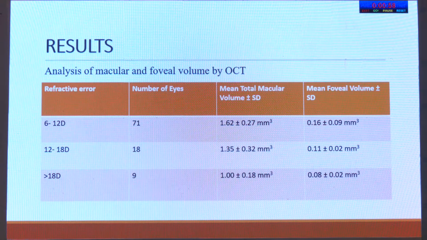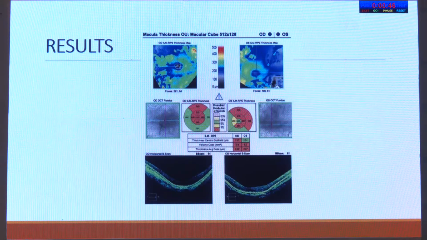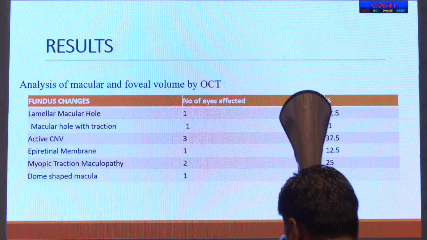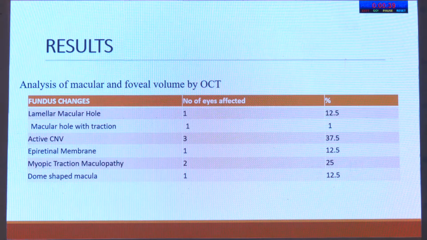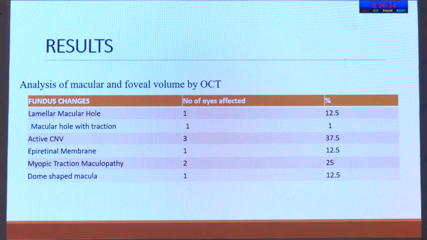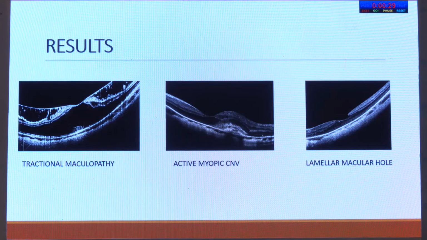Then again the foveal volume and the analysis of macula. Here we can also see the decrease in the macular total volume as the refractive error increases from 6 to higher, above more than 18 diopter. Then the result on the analysis of macula and fovea volume by OCT: the number of eyes affected with the macular hole, highest were with active CNV with 37.5%. The image shows tractional maculopathy, active myopic CNV, and a lamellar macular hole.